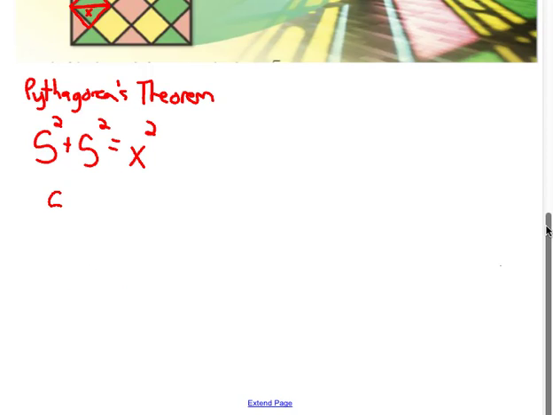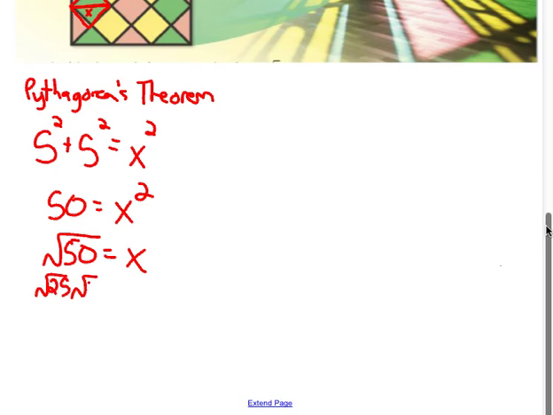25 plus 25 is 50. And then I need to square root that. So square root of 50 is that diagonal length. Now, the really neat thing though is that I can simplify this, right? I'm hoping right away, once you see that square root of 50, I'm hoping that you can picture breaking that up into square root of 25 and square root of 2.